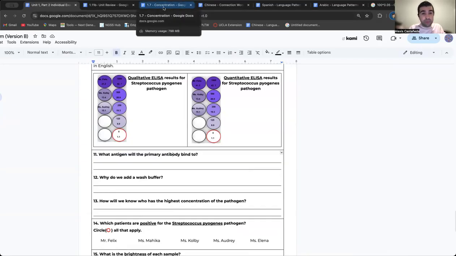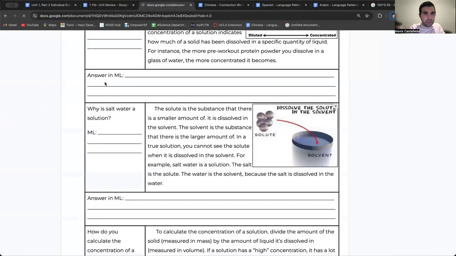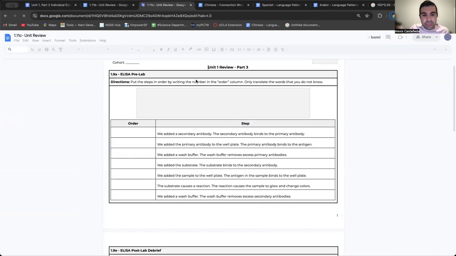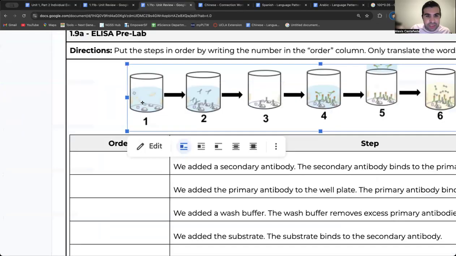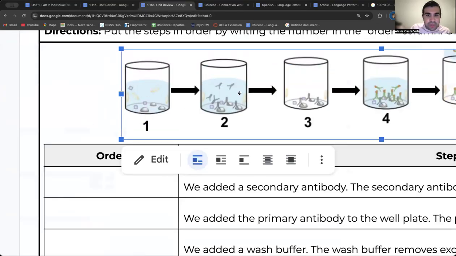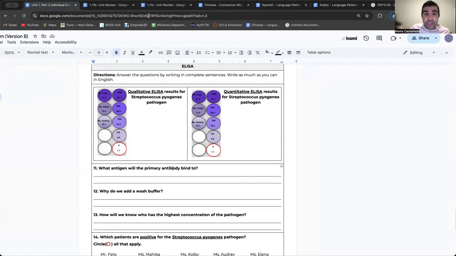So in this case, we're going to go to 1.11c, which is the other unit review. This is the last part, where we put these in order. What it says here is that the primary antibody binds to the antigen. So when we add this sample here, this is the antigen. And in here, we have the antibody that's going to bind to the antigen that we're looking at, the antigen of interest. In the case of the experiment that we did, we were looking at Neisseria meningitidis. In this case, our pathogen is Streptococcus pyogenes.